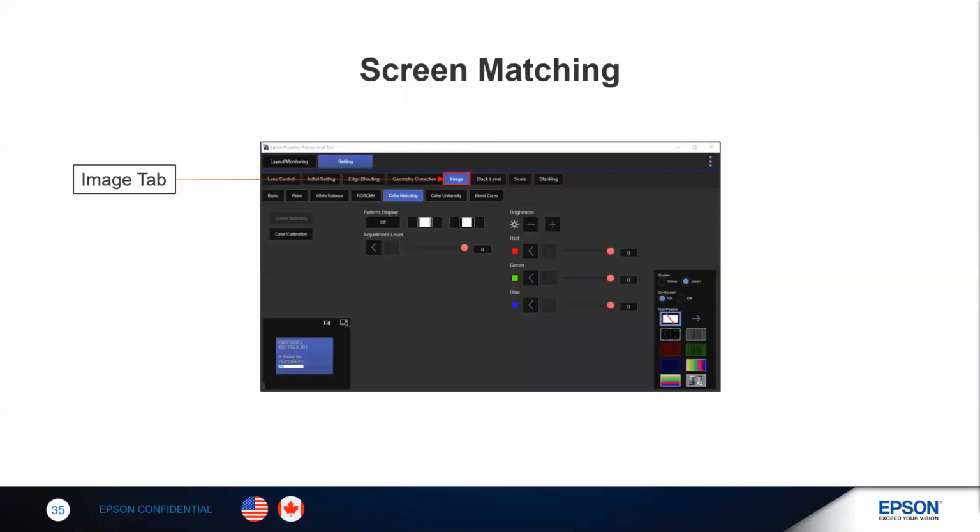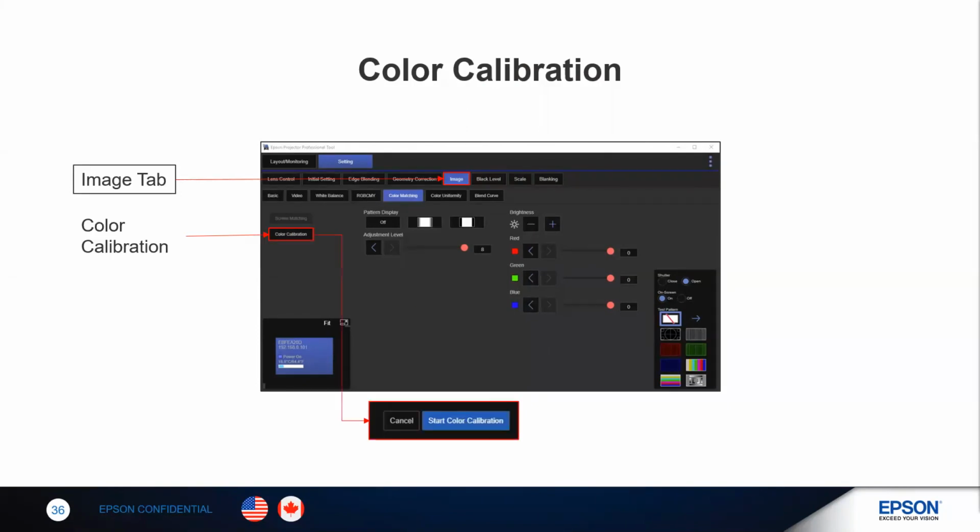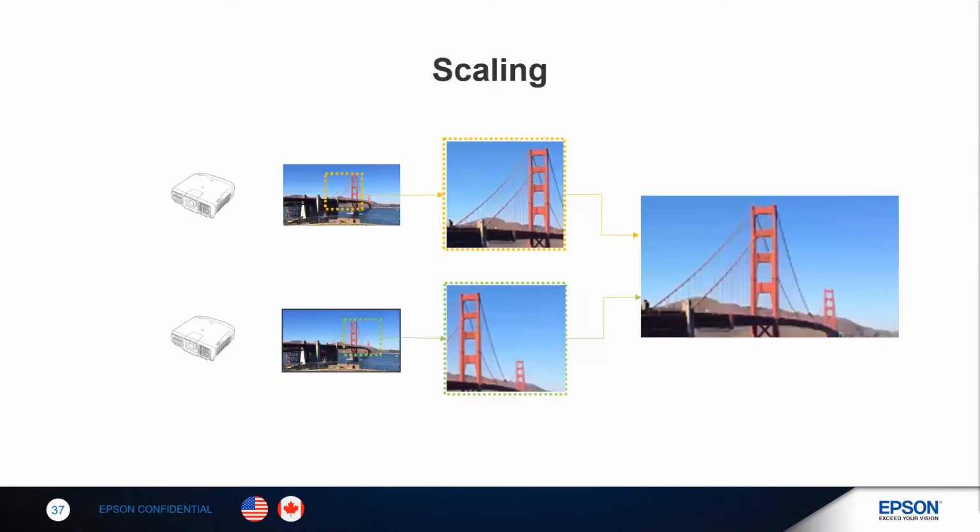And last but not least, there's screen matching. This is actually going to match the brightness and the colors of the projectors so they look alike. So in the image tab, we're going to tap on color matching, screen matching, and we're done. And one last thing you may want to do: color calibration automatically adjusts the color tone of the entire screen based on the default color settings, and this compensates for any deterioration in color over time. To do that, you're going to click on color calibration and start color calibration.